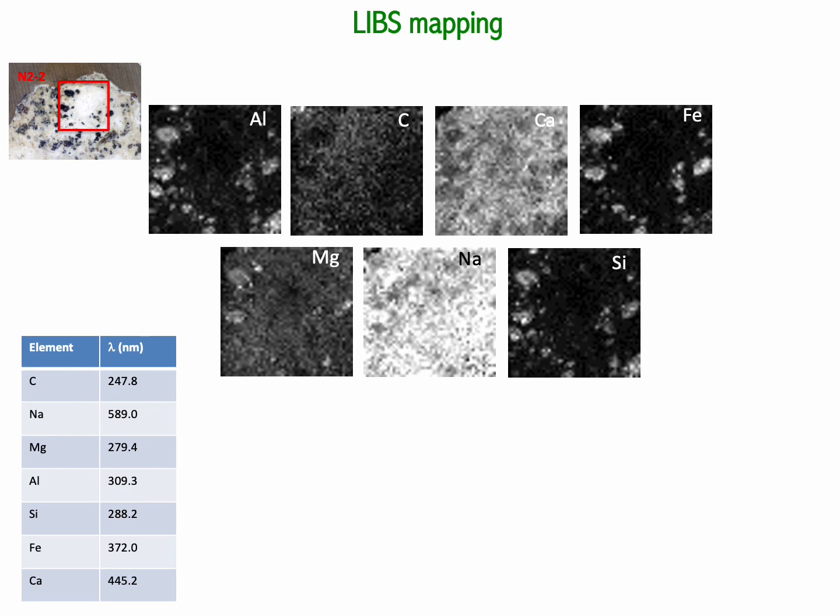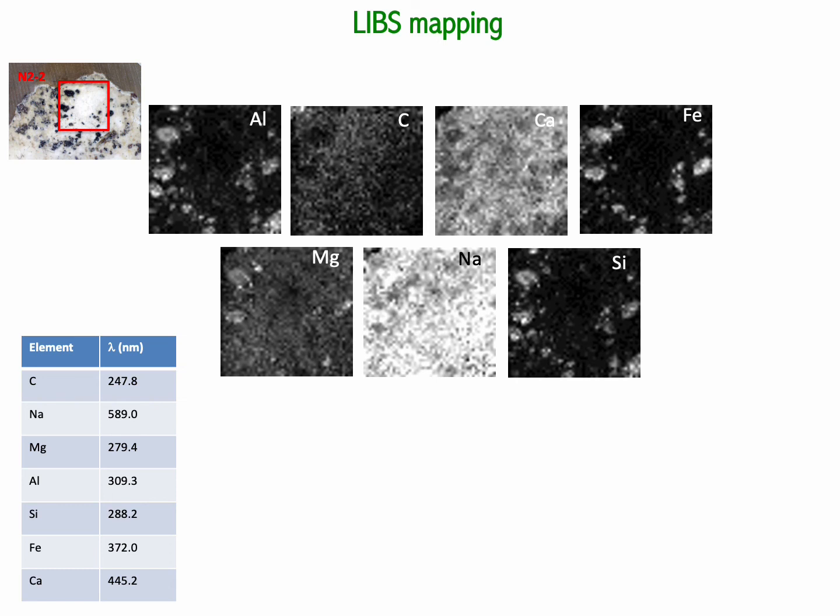Each pixel is associated with a spectrum. The main elements present in the mortar are reported in the table, along with the central wavelength of the emission line used for building the compositional images from the LIBS spectra.